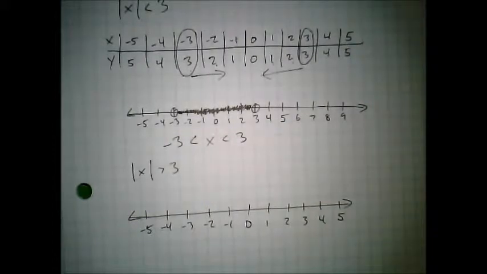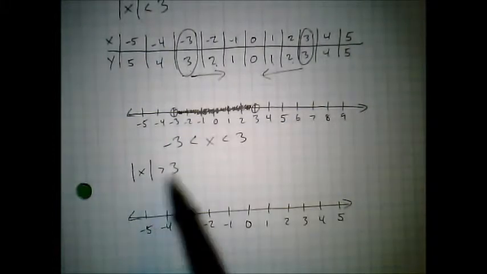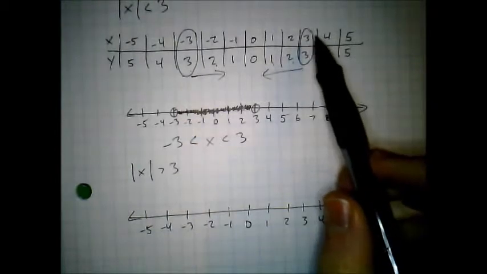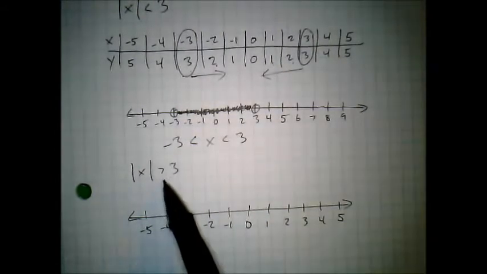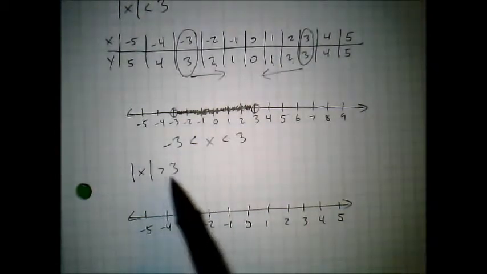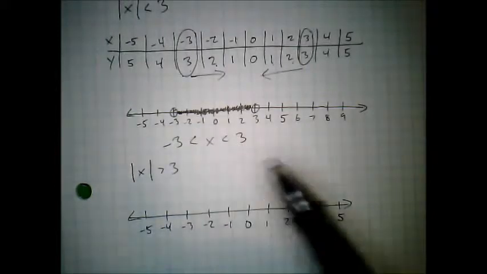Now let's look back at our table. Well, absolute value of x is still 3 at -3 and +3, but where are the numbers that are going to be greater than 3? What numbers are farther away from 0 than 3 on our number line?